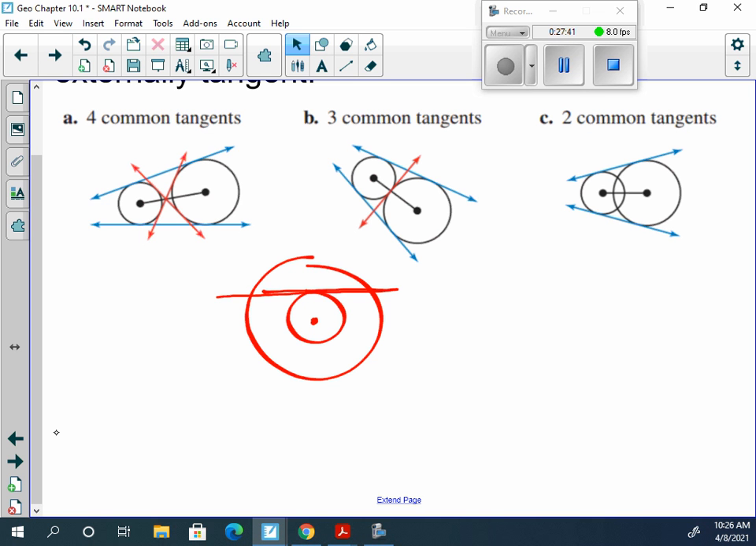So really, if they are outside of each other, we can have four. If they're touching one spot, they can have three. And if they're overlapping, they can have two. But if they're inside of each other, they can have zero.